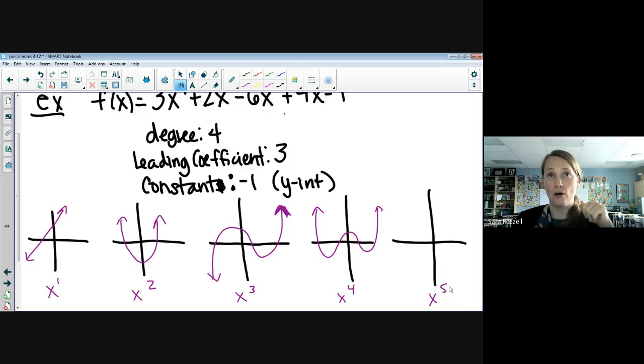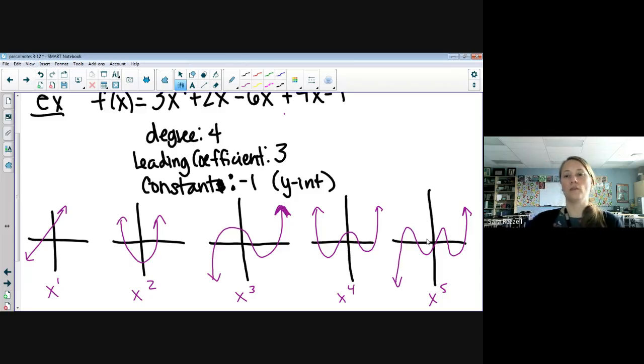So for our 5th power, how many sections do you think we could have? 5. So we're going to draw it. They don't always have 5, but that's the maximum number of increasing, decreasing sections we can have. So I'm going up and then down and then up and then down and then back up. So the number of sections of the graph corresponds to the degree.